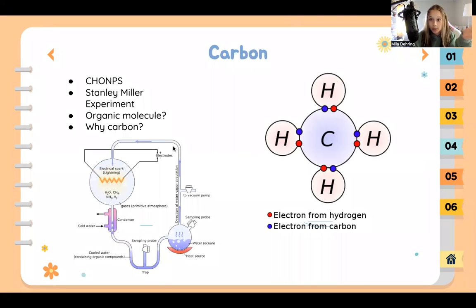So next is carbon. Carbon is one of the major elements of life, which is CHOMPS: carbon, hydrogen, oxygen, nitrogen, phosphorus, and sulfur.